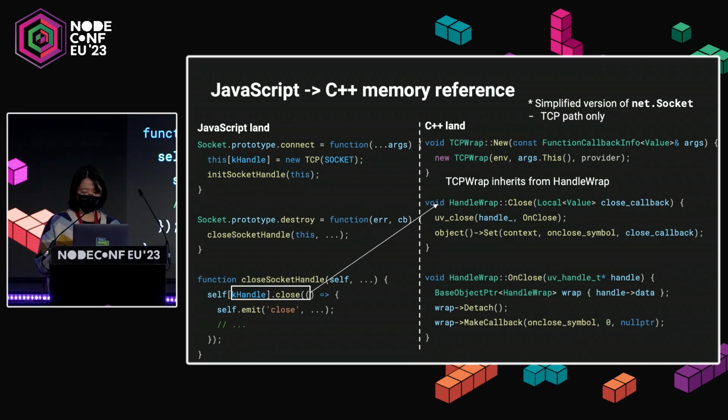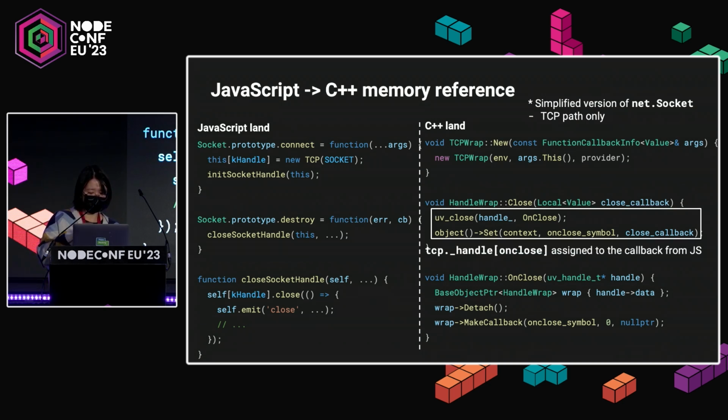Then at some point in time, after the caller is done using this socket, for example when the connection ends, typically the destroy method should be called on the socket object, which in turn invokes a close method that the TCP wrap inherits from handle wrap. And then the close method invokes UV close to close it asynchronously, and stores the JavaScript land callback in the TCP handle as a symbol property for invocation later.